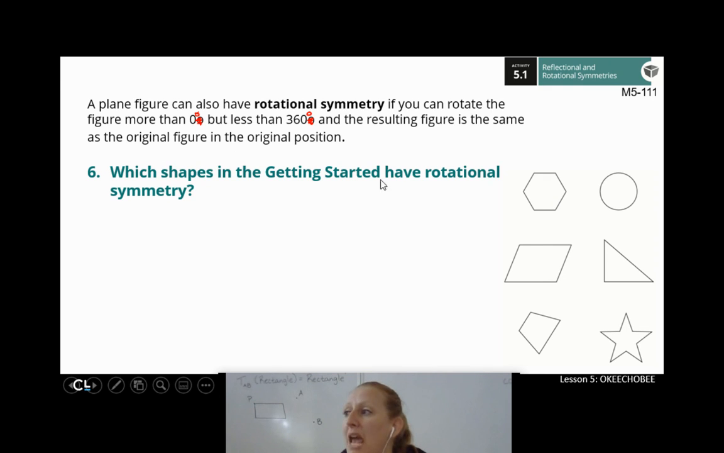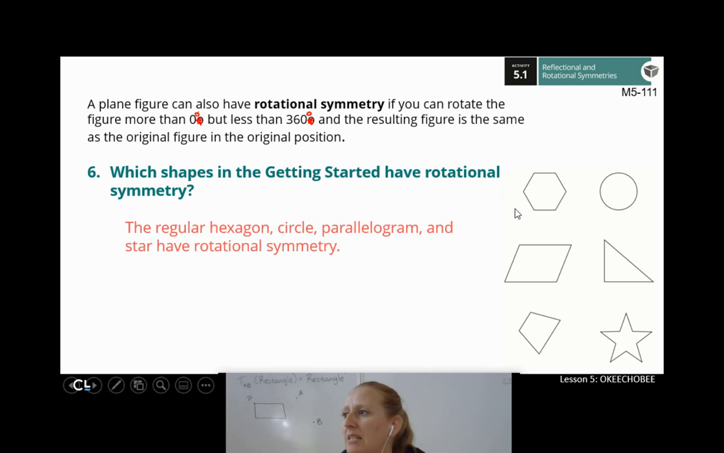So which shapes in our getting started activity have rotational symmetry? Again, you might want to flip back and look at some of the work we did earlier. Hit pause, let me know who has rotational symmetry, and then hit play when you're ready to check your work. So we said that some of these were out, but some of them were in. So this regular hexagon, I can just click it right into place, and that's definitely more than 0 and less than 360. Circles, of course, you can rotate anywhere, and it's going to be right on top of itself.